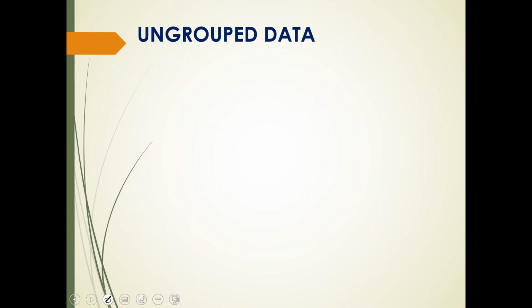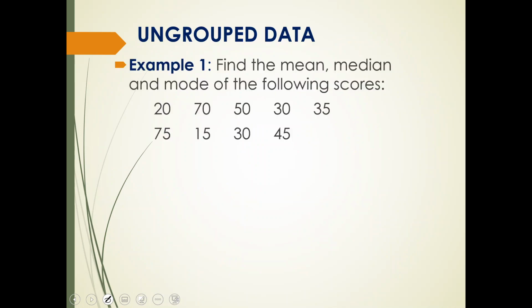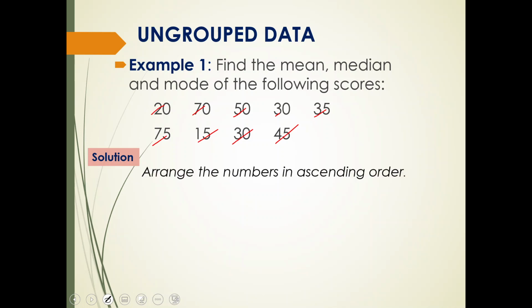Okay, let's take a look at an example. Let us find the mean, median, and mode of the following scores. So we have 20, 70, 50, 30, 35, 75, 15, 30, and 45. So this data is an example of ungrouped data, raw data. So the first thing we do is we arrange the numbers in ascending order. So from smallest up to the highest. So this is your arrangement. So we arrange our data from smallest to highest.